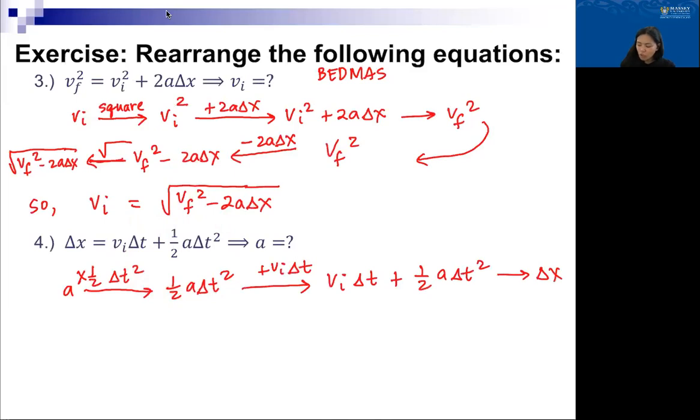Okay. So going back, starting from delta x, you need to undo the last operation that you did, which is plus vi delta t. You have to subtract vi delta t from delta x. So you have delta x minus vi delta t.